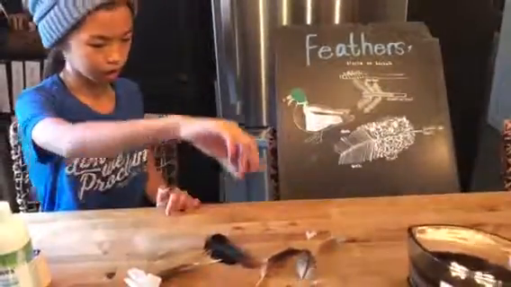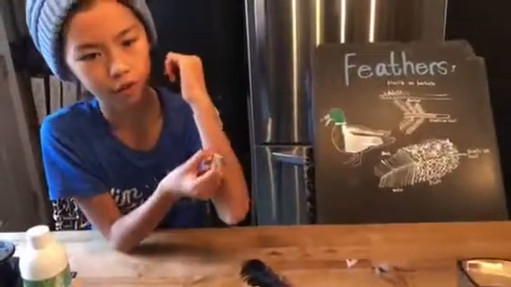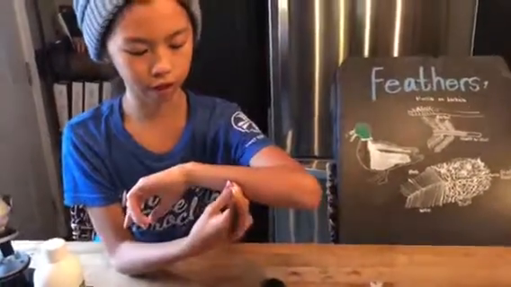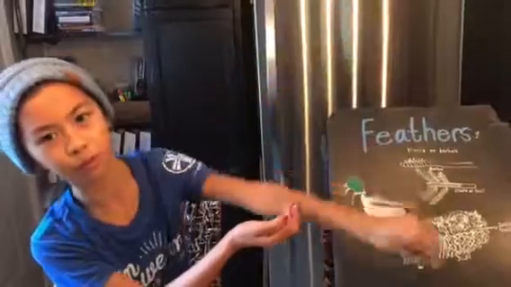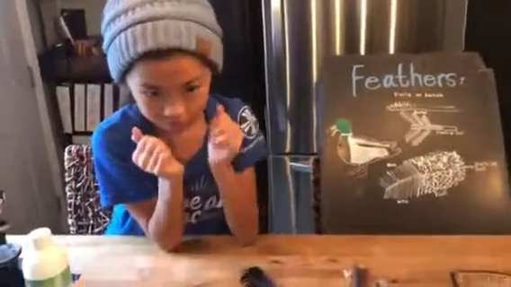Number 3, the contour feathers. These are used for flight, and they are traditionally used on the arm of the bird so that they can fly like doo, doo, doo.